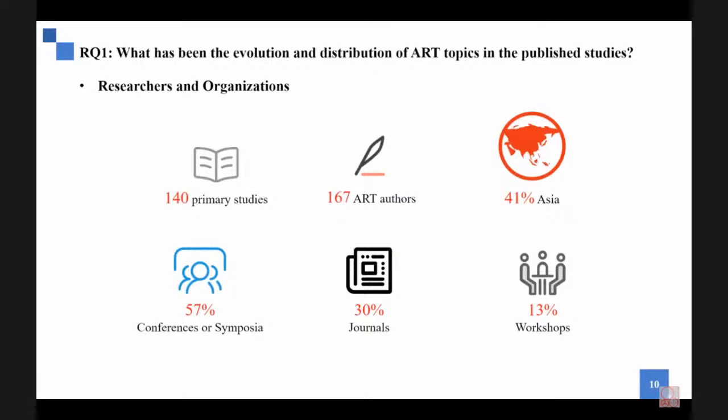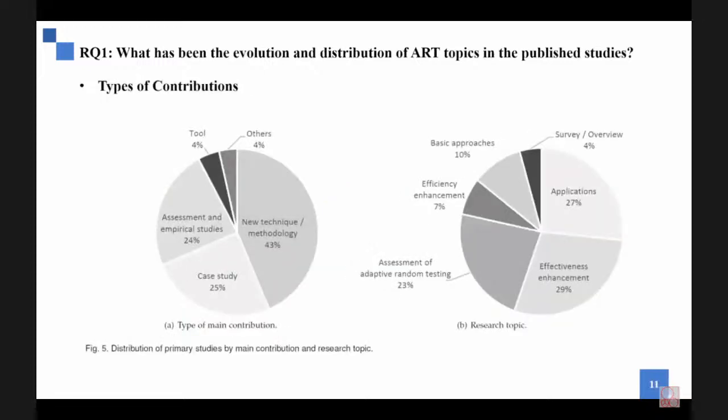This slide shows the researchers and organizations based on the 140 primary studies, 167 ART authors, and about 41% of ART papers came from Asia. Now we can see that most papers have been published in conference or symposium proceedings, followed by journals and then workshops. This slide shows the primary studies according to the main contribution and the research topic. Let's shift over to the second research question.